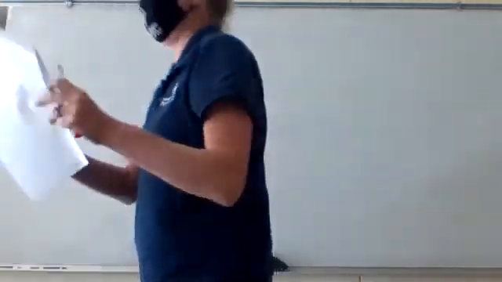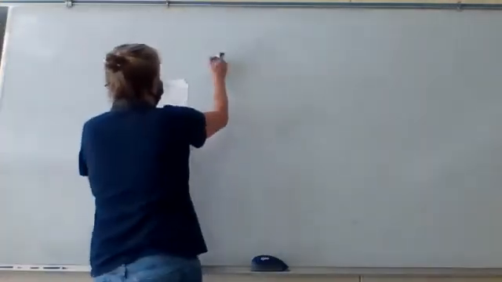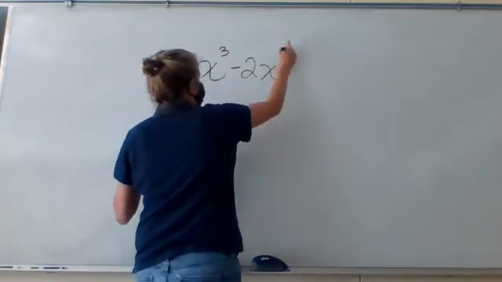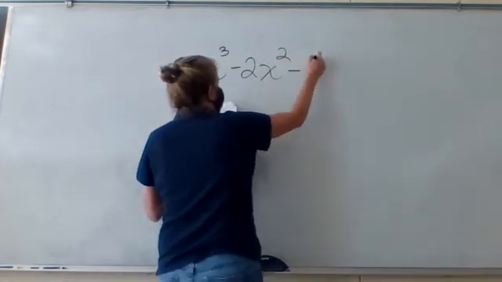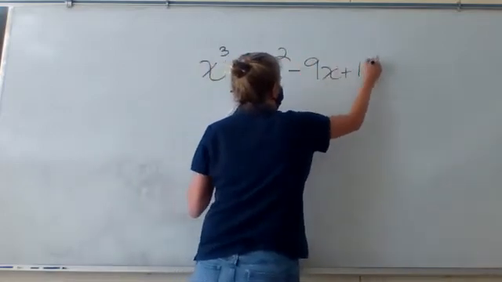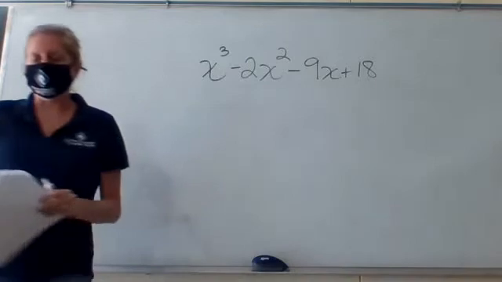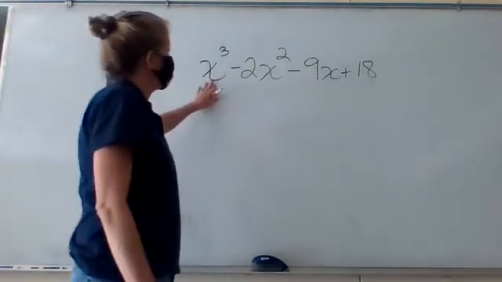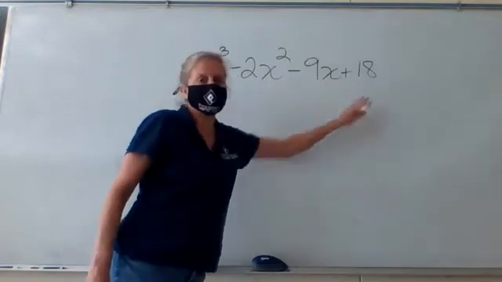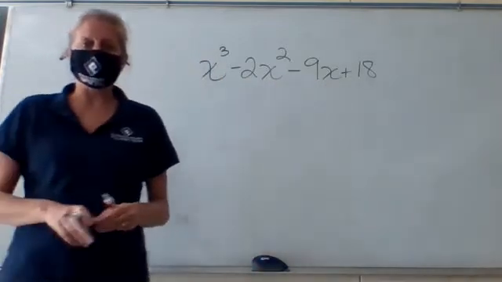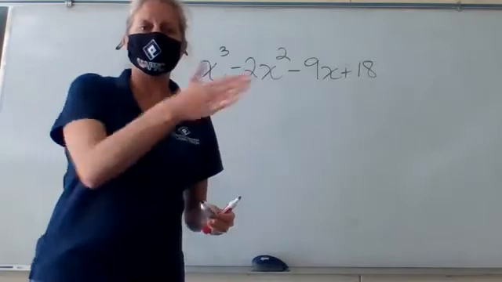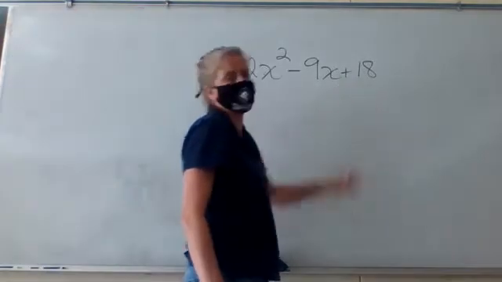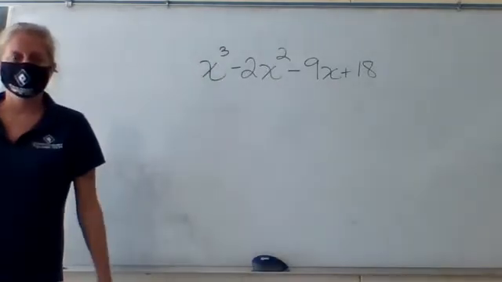So let's say we have a polynomial that's x cubed minus 2x squared minus 9x plus 18. And I want to factor that by grouping because, first of all, there's 4 terms. And if I'm looking for a greatest common factor or something in common with all 4 of those terms to pull out, there's nothing that they all 4 have in common.